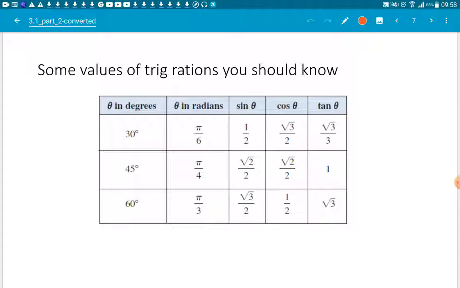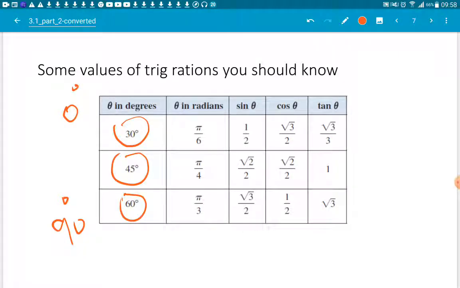These are some angles you need to know, very basic. I know most of you know these values from previous years. You also need to add 0 degrees and 90 degrees. These equal these values. I'm going to prove them in the next slide. Take a look.